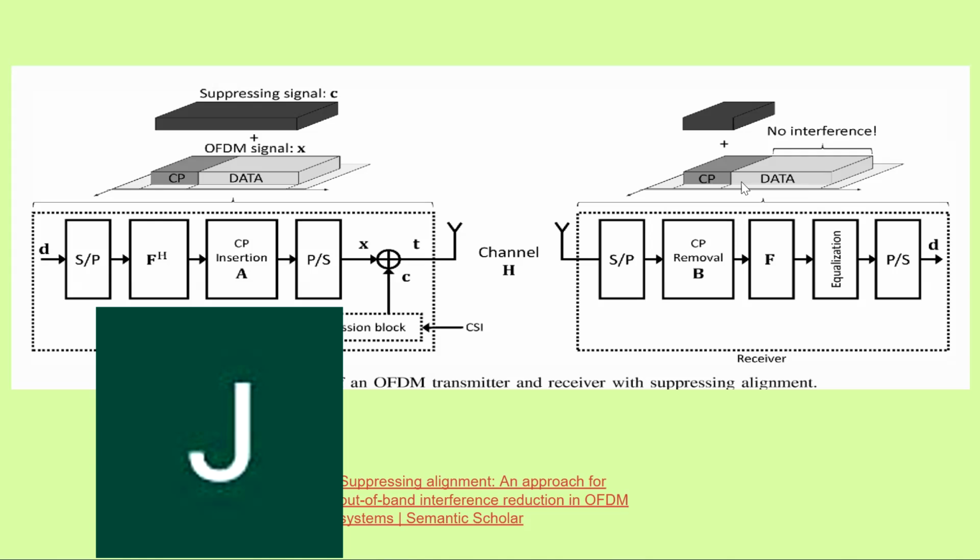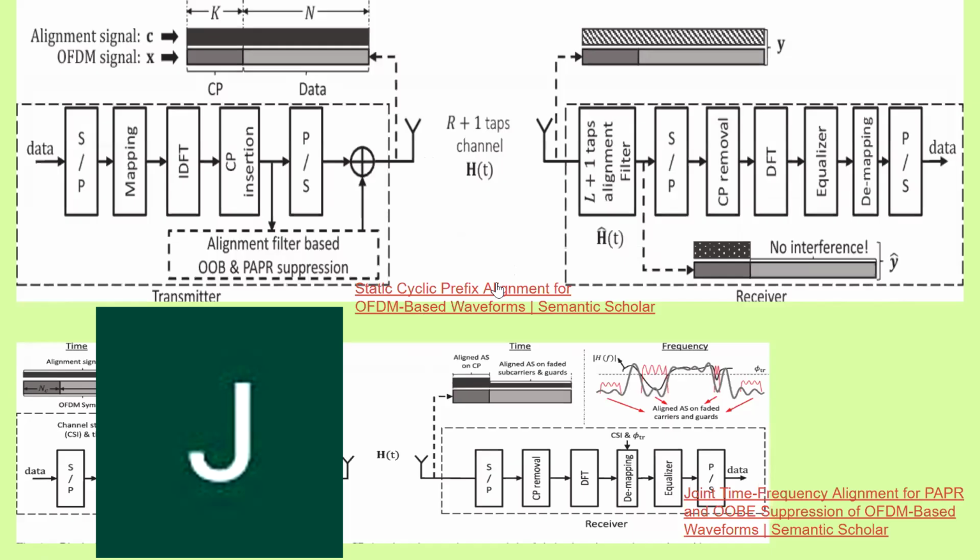Clear? So this was first proposed around 2008 to improve OFDM performance, using this type of technique to suppress out-of-band emission, that is, out-of-band interference reduction. Later on, researchers used it to provide security, and they named it static cyclic prefix alignment for OFDM-based waveforms. Researchers from the University of South Florida utilized it for the first time to improve what? Security, as well as out-of-band emission and peak to average power ratio.